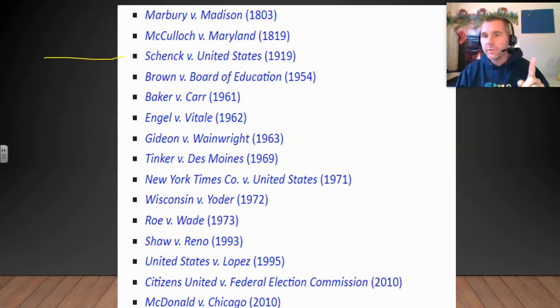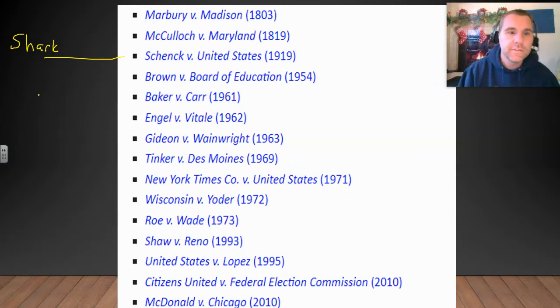One of the things you also can't yell is shark at the beach. And maybe that's an easy way to remember Schenck because it kind of looks like the word shark. Right? You can't do that because it would create a panic, right? So you don't want to ever yell shark at the beach or fire and whatnot. So there can be some limits put on your freedom of speech. And so that's a big one there.